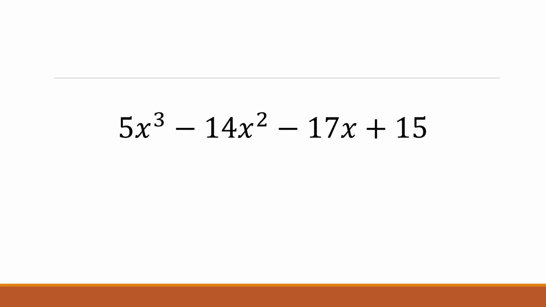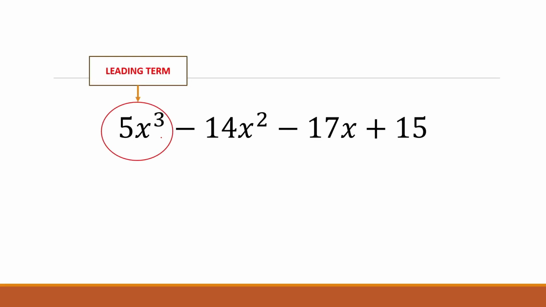Say for example, we have this polynomial expression: 5x cubed minus 14x squared minus 17x plus 15. This 5x cubed is what we call the leading term. And the 5 beside x cubed is what we call the leading coefficient. That is the number factor of the term that contains the highest exponent. The term with the highest exponent is the leading term.